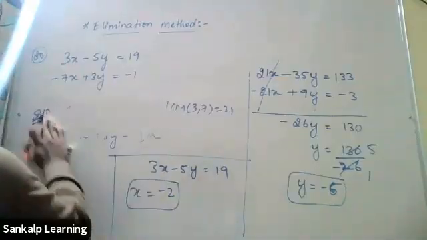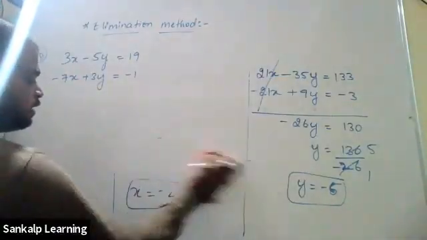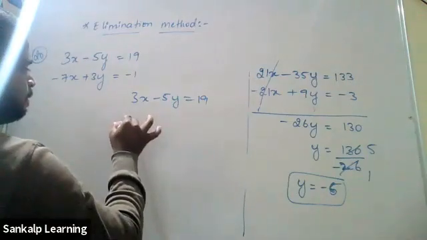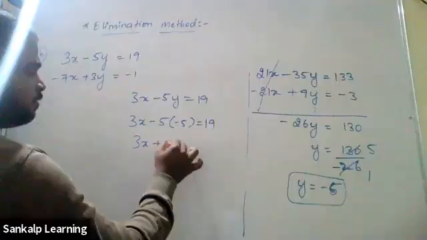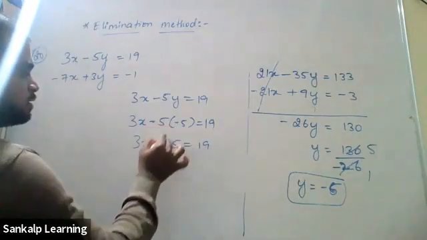Sir, I'm not able to find the value of x, sir. Okay, let's find it. Tell me from which step you are not able to find it. Sir, as usual, I took the first equation, that is 3x minus 5y is equal to 19. Okay, and then 3x minus 5 into minus 5 is equal to 19. Plus 25. Have you done this? Because minus into minus is plus. Yes, sir. After this, I'm not getting.